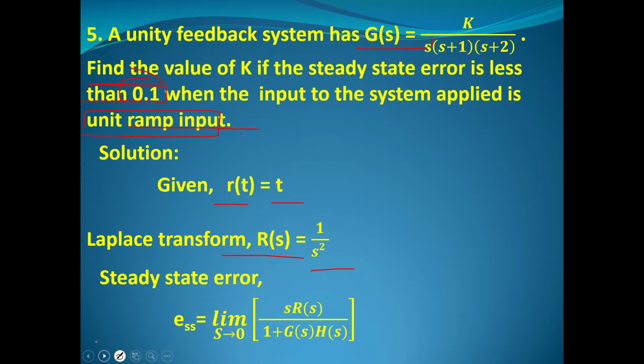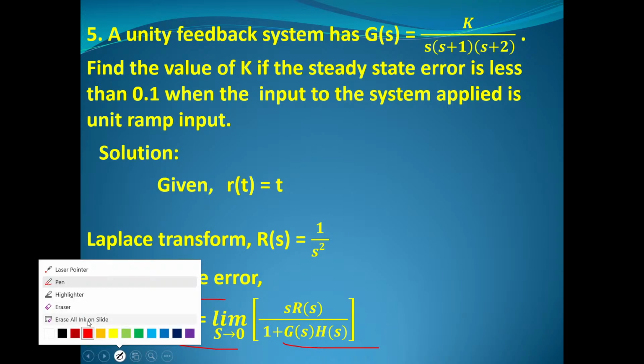I will erase all the ink. So what is the steady state error? ESS is equal to the limit s tends to 0 of s times R(s) divided by 1 plus G(s)H(s). So it's simple.